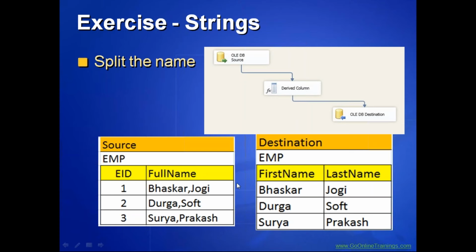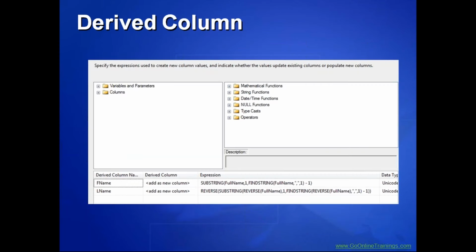So you read the data from here, make the first name as Bhaskar, the last name as Jogi. So this is what is called, again you have to write lots of expressions here. We're going to perform this small exercise also so that you would understand how we can write this kind of expressions. Okay, so these are some of the things you should be able to understand: when to use derived column transformation and what are the things we're going to do in the derived column transformation.